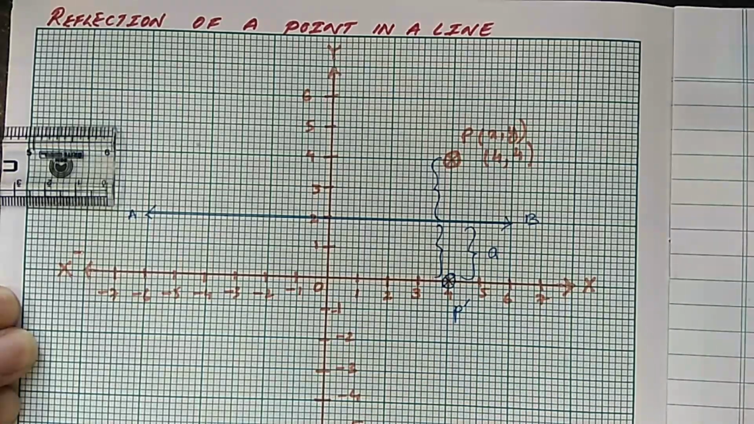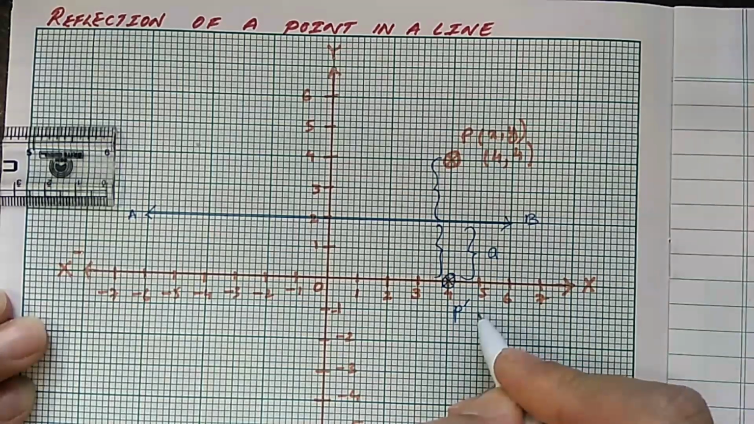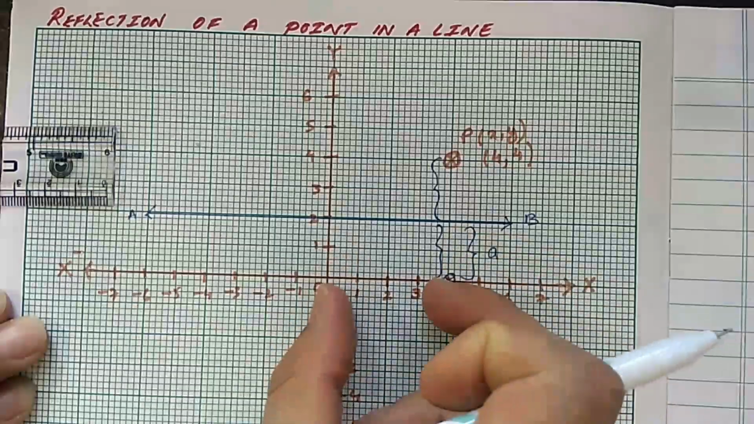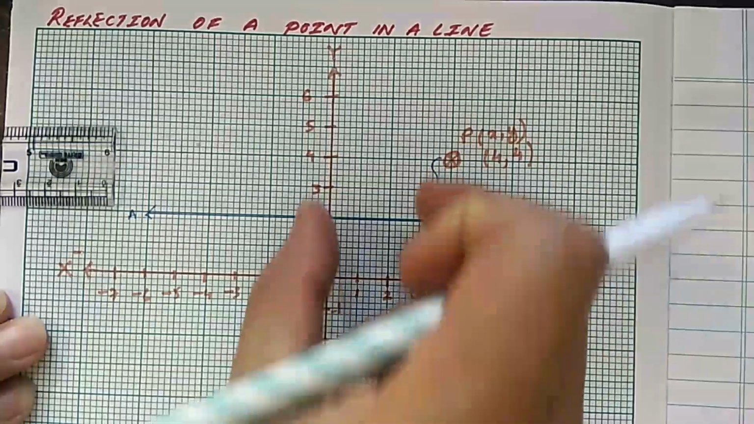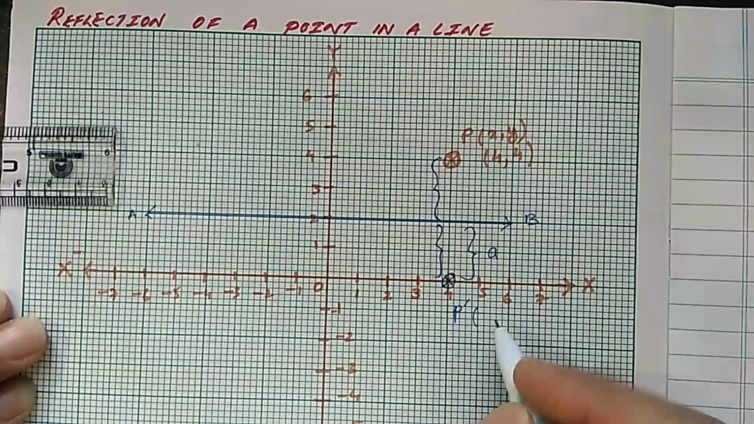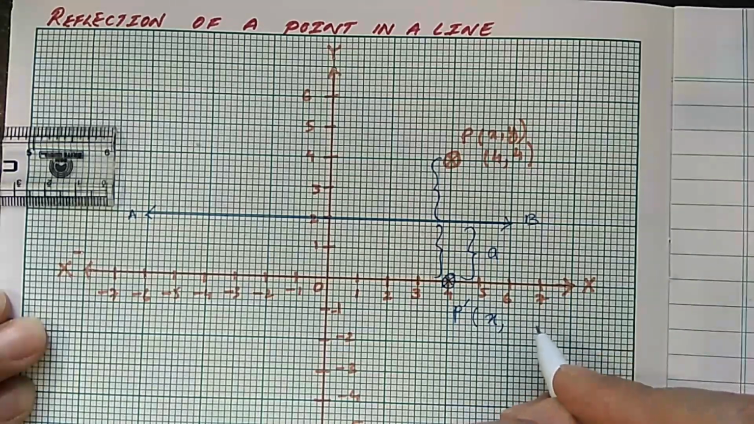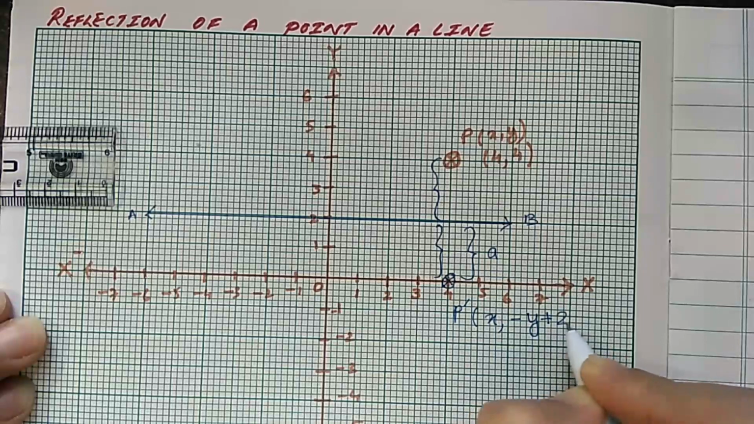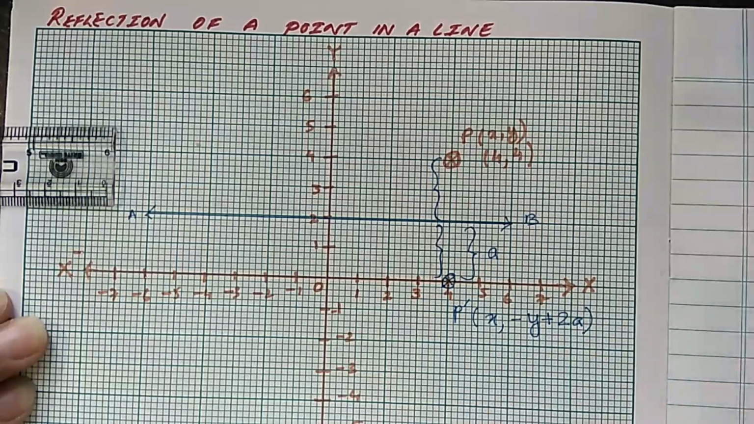But what will be the coordinates of this point P dash? As you can see, the distance between these two points from the y-axis remains unchanged, so this will remain x. But what will happen to the value of y, the ordinate? It will become minus y plus 2a.